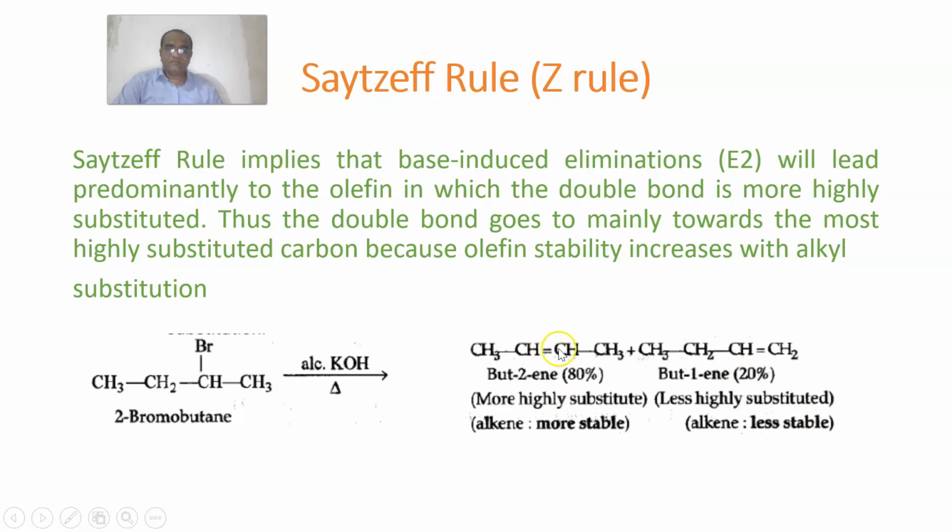The meaning of this rule is that the highly substituted alkene is formed, right? So the major product will be the highly substituted alkene, and the less substituted, less stable alkene will be the minor product. Okay, hope you now understand Saytzeff's rule, right? So we'll now move towards a further point.